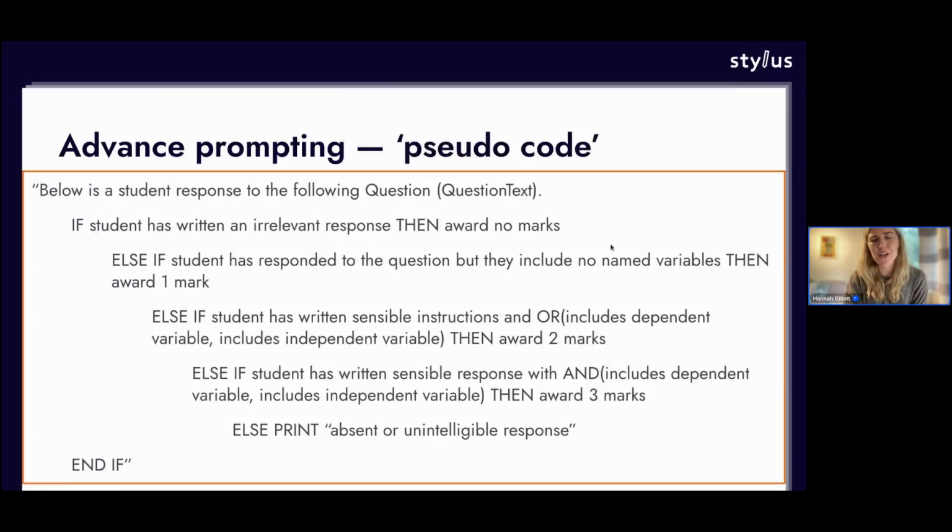And then pseudocode, I think, is the last one on this. Coding sometimes sounds like a really scary, techie computer science thing, but actually at its most basic, it's really simple. It's just like a decision-making tree. This is an example of how we're using pseudocode to mark student work. So if the student has written an irrelevant response, then award no marks. And this just basic if-then prompting is exactly how you get really good outputs. But it's also the kind of thing that pupils would be able to do as well.